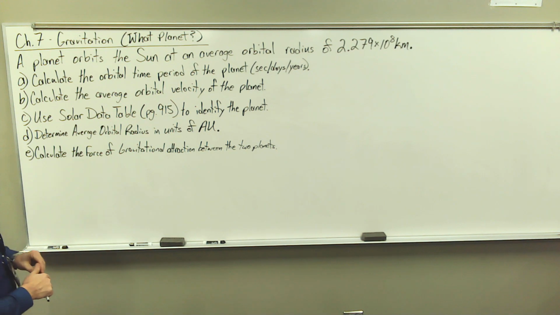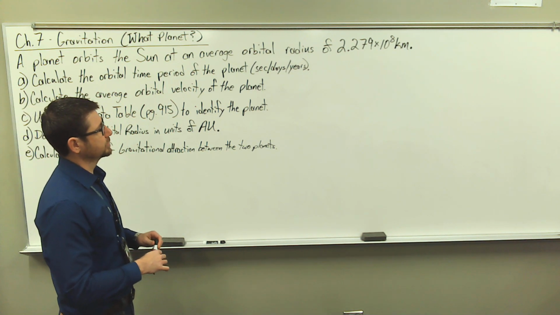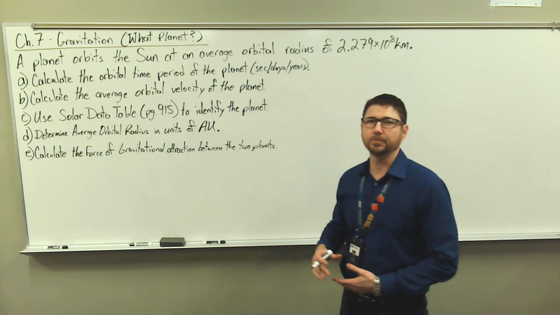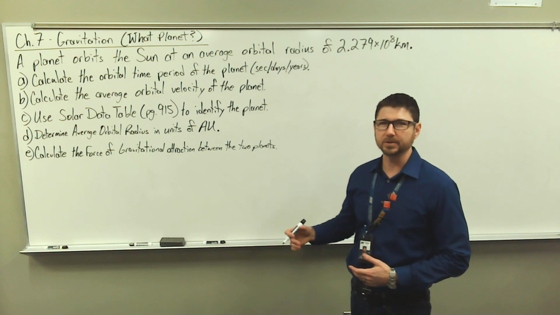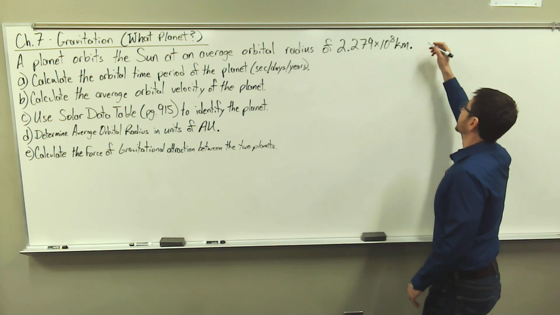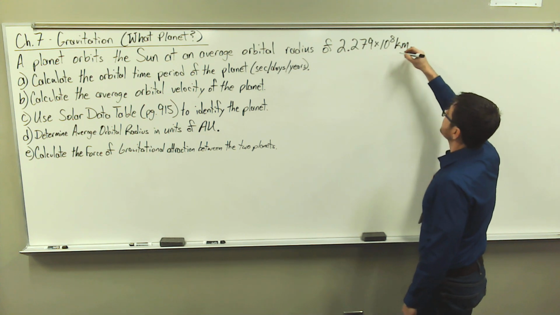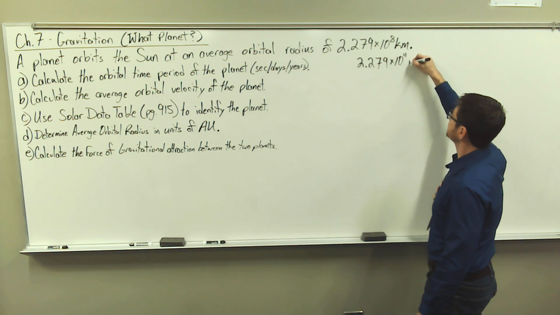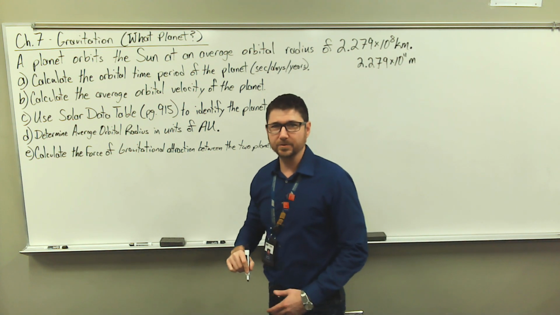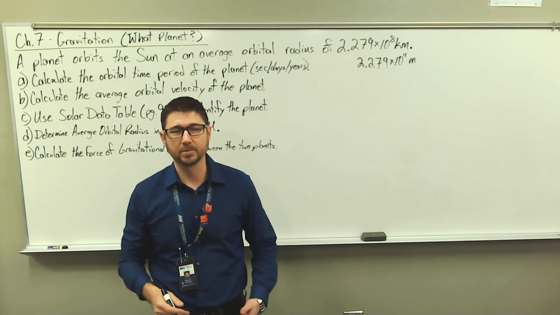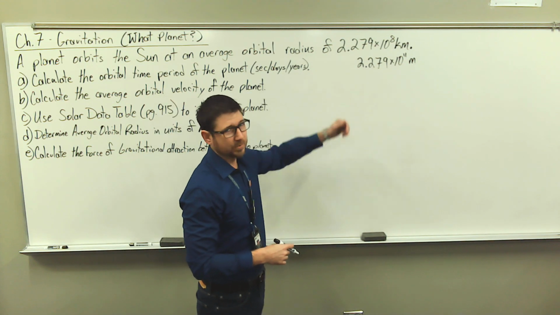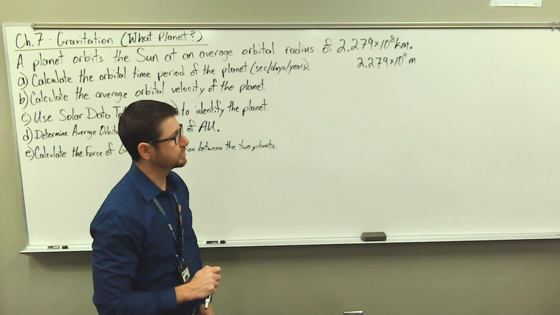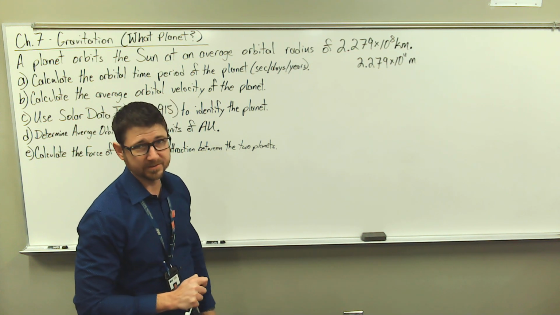So a planet orbits the sun at an average orbital radius of 2.279 times 10 to the 8th kilometers. Now we immediately know that we need to convert from units of kilometers to units of meters. So by doing this, we are going to get 2.279 times 10 to the 11th meters, because we know that there's 1,000 meters in every kilometer. So from kilometers to meters, we're going to move our decimal place 3 places to the right, so that's going to give me 2.279 times 10 to the 11th meters.